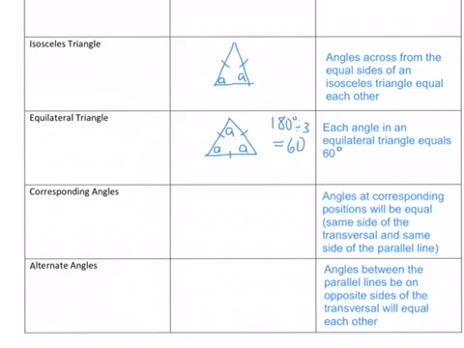Okay, so those are our triangle ones that you should know. And then the last 3 that I have are the parallel line theorems. So these last 3, the corresponding angles, alternate angles, and co-interior angles, have to have parallel lines.